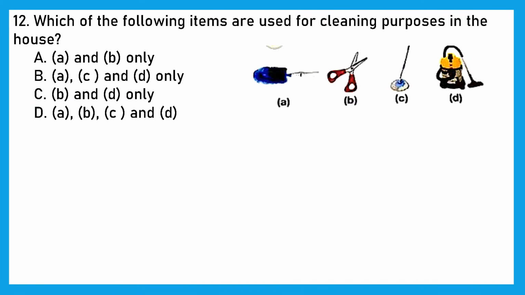Question 12. Which of the following items are not used for cleaning purposes in the house? Let's see the items. A is duster. Yes, it is used. B is scissor. No, we do not use scissor for cleaning. Rather, we use it for cutting. So B is the option. C is mopper. That is correct. D is vacuum cleaner. That is also correct. So A, C, D are used for cleaning purpose and the right option is option B.